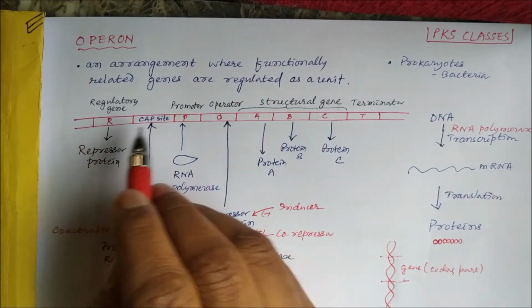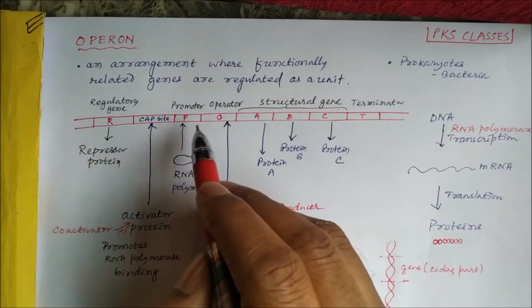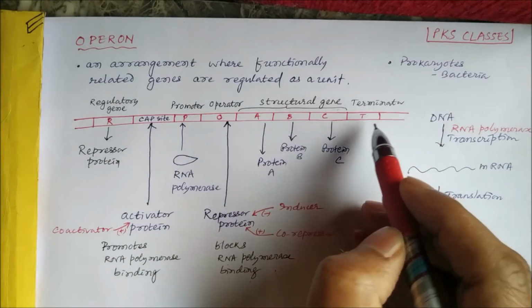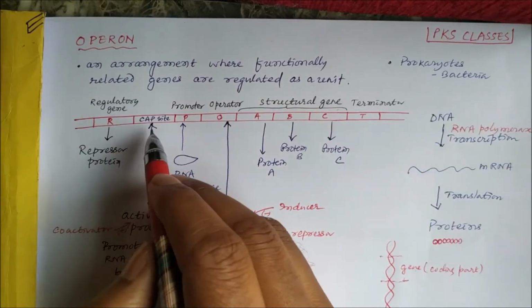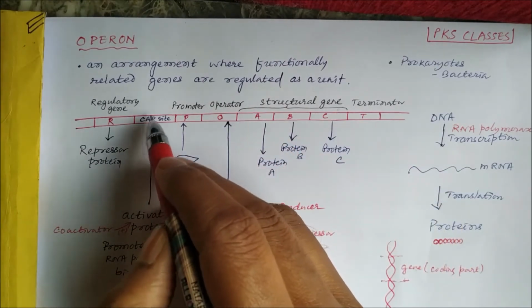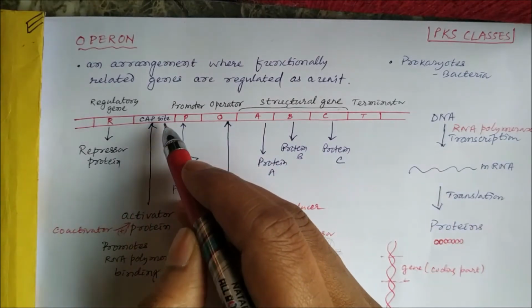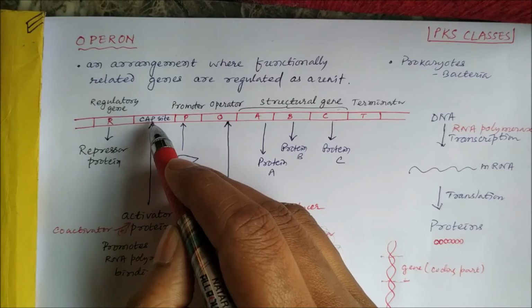So what are there in the operon? There is one regulatory gene, a promoter, operator, the structural genes, then of course there will be a terminator, and some other sites are also there. Some activator sites and other sites are there, and I have shown here the catabolite activator protein site.